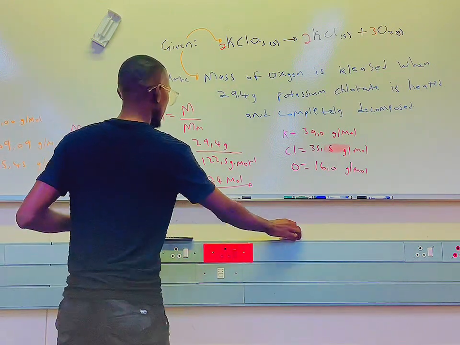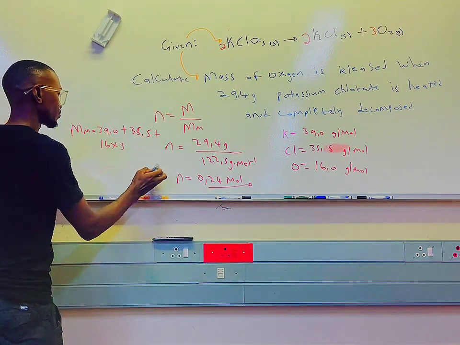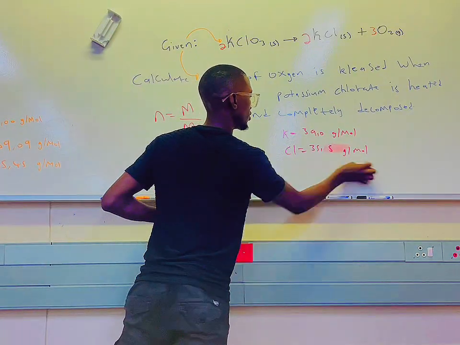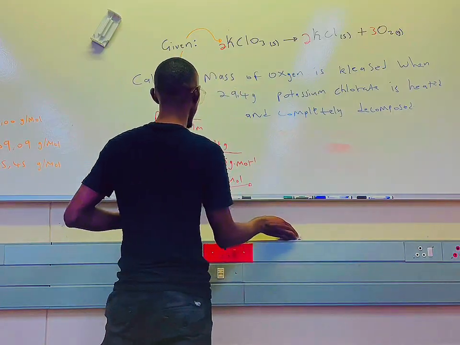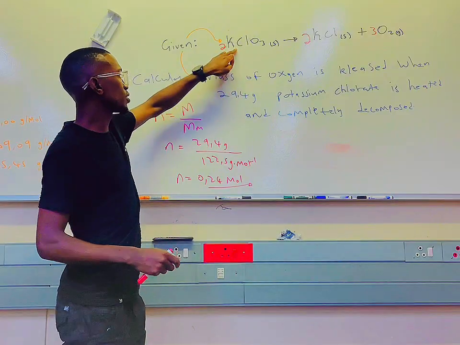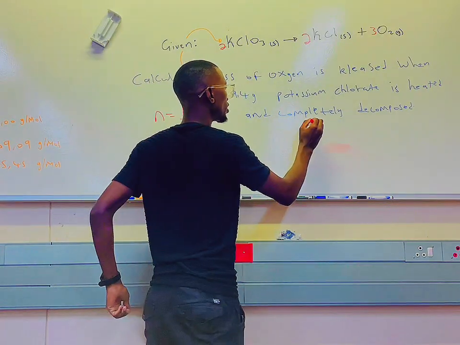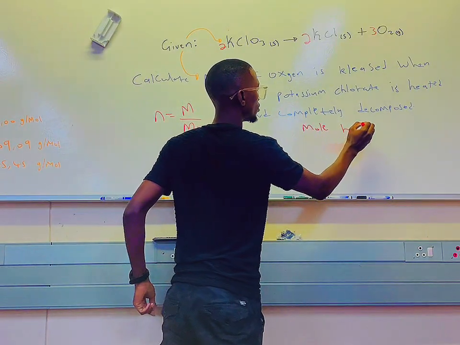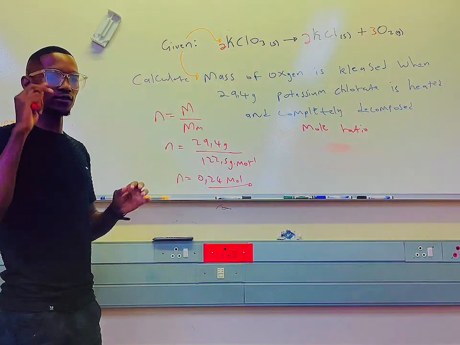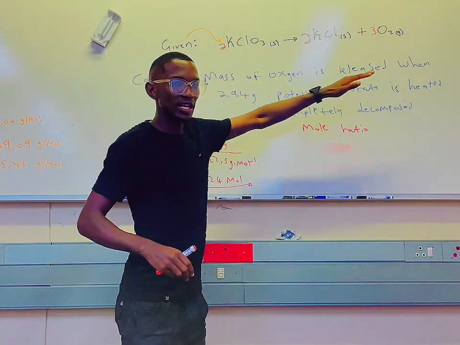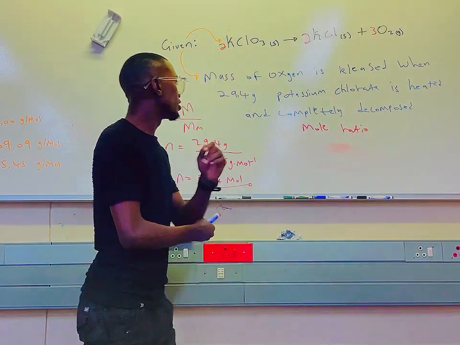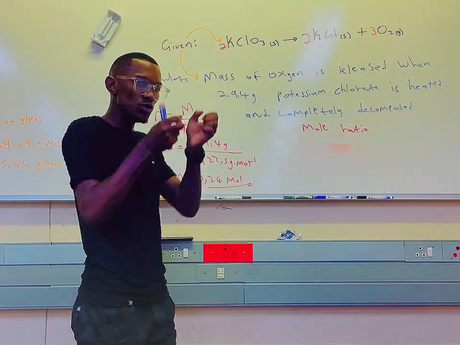Now let's erase so that we can have enough space. So now I want you guys to see something. We are done calculating the number of moles of potassium chlorate. Now we need to check something called the mole ratio. We need to check the mole ratio, guys. The mole ratio is basically making use of the coefficients of the chemical elements that we see here. So we have 2:2:3. Understand? So we need to use the mole ratio of what we are given and what we are looking for.